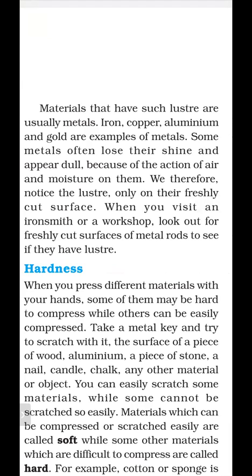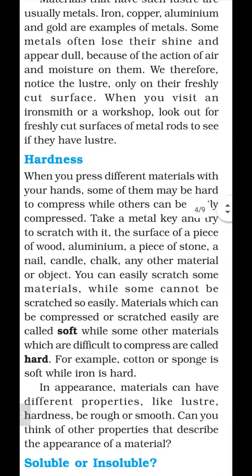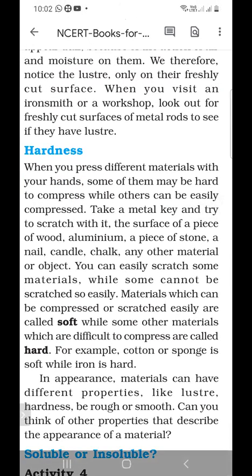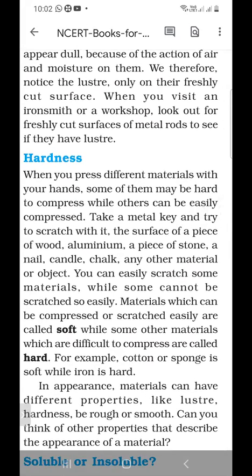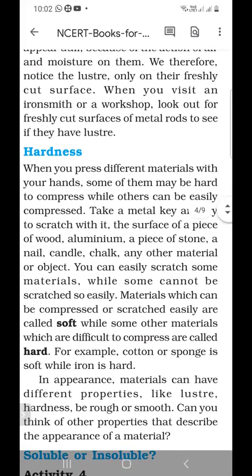As we know, the second property of the material is hardness. And what do we mean by hardness? There are two types of material. First is soft and other is hard. The materials which can be compressed easily are called soft materials, and the materials which cannot be compressed are called hard materials. For example, cotton. Cotton is soft. And what is an example of a hard material? Iron. Iron is an example of a hard material.